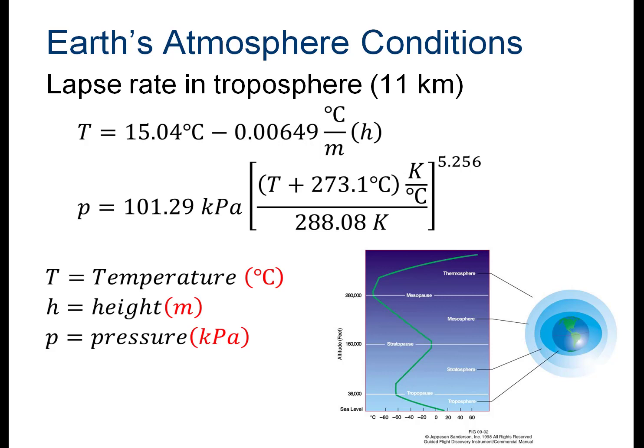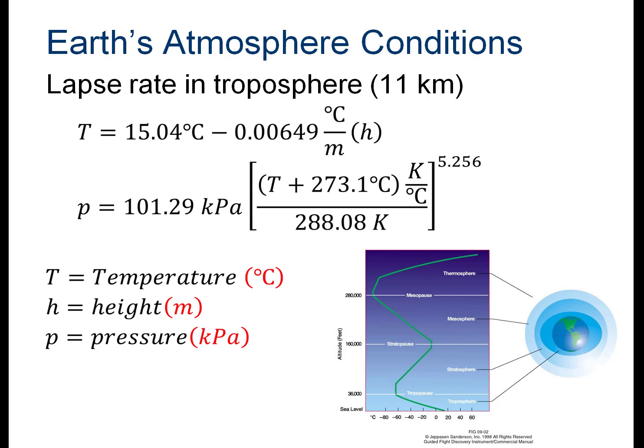And now, as I go up in altitude, my temperature goes down. So my temperature at altitude, this is a conversion factor right here to go from degrees centigrade to degrees Kelvin. So I plug in my temperature at the altitude that I'm at, and I can arrive at the pressure at that same altitude.